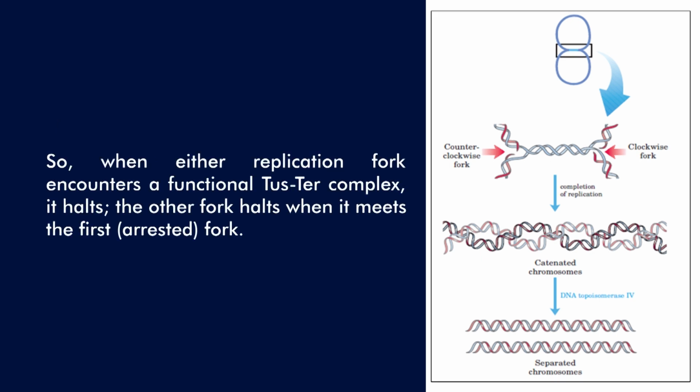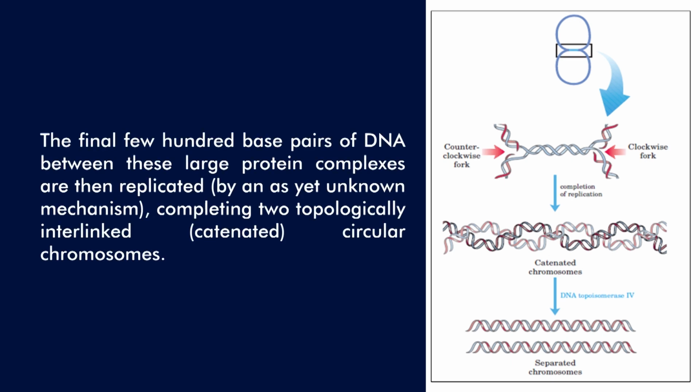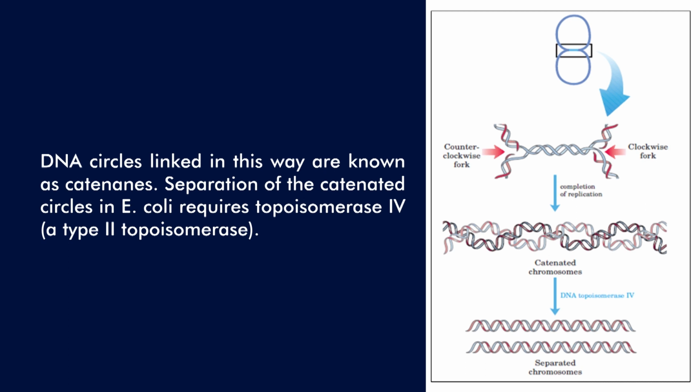So, when either replication fork encounters a functional TER-TUS complex, it halts. The other fork halts when it meets the first, arrested fork. The final few hundred base pairs of DNA between these large protein complexes are then replicated by an as yet unknown mechanism, completing two topologically interlinked, that is catenated, circular chromosomes. DNA circles linked in this way are known as catenanes.